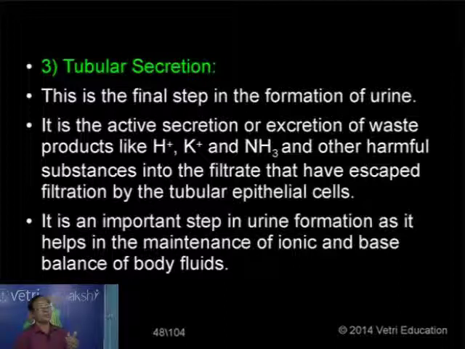So they are collected from the blood and secreted into the lumen of the nephron, where you have the filtrate. These materials are added to the filtrate because of the secretory activity of the epithelial cells. That is very important in maintaining the pH of the blood, or in maintaining the ionic balance and acid-base balance of the body fluids. That is the role of tubular secretion.